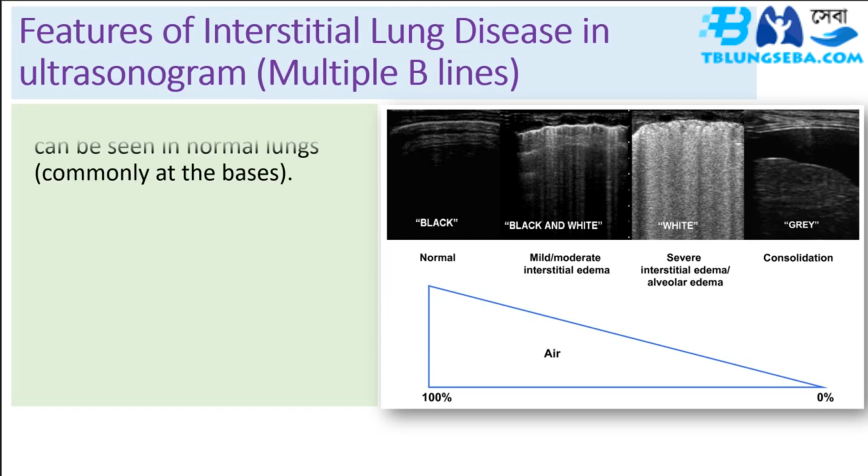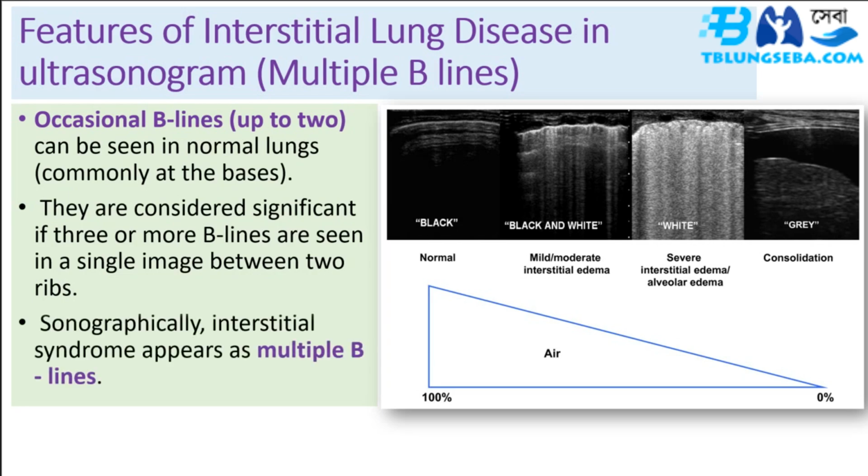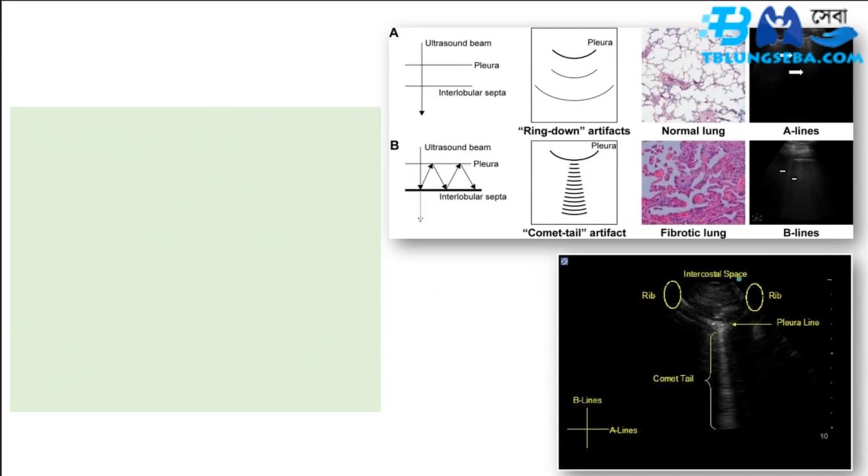Features of interstitial lung disease in ultrasonogram. Multiple B lines. Occasional B lines, up to 2, can be seen in normal lungs, commonly at the bases. They are considered significant if 3 or more B lines are seen in a single image between 2 ribs. Sonographically, interstitial syndrome appears as multiple B lines.